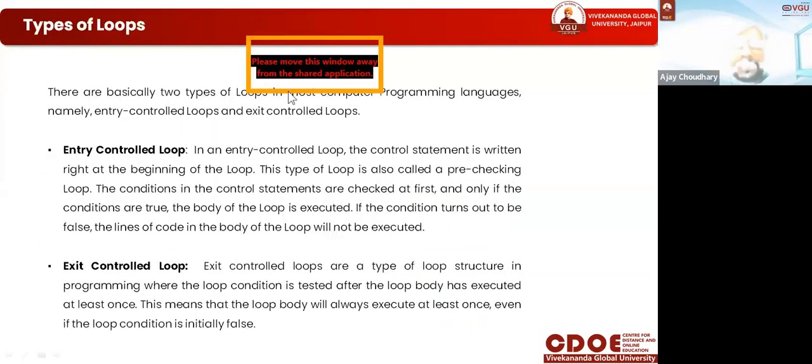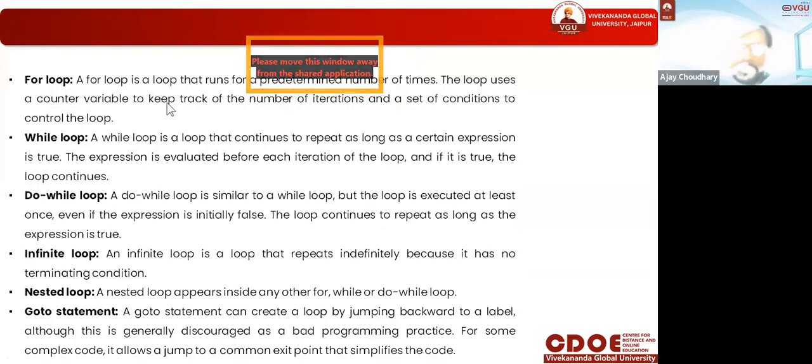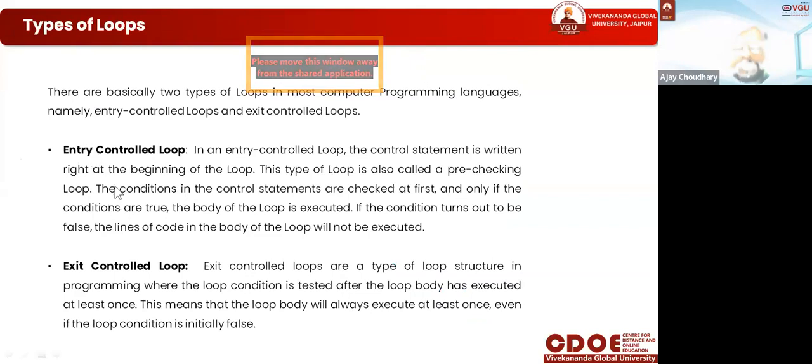So basically there are two types of loops: exit control loops and entry control loops. In entry control loops, the control statement is written right at the beginning of the loop. This type of loop is also called pre-checking. Pre-checking means we check before the code executes. If we check after writing the code, that is called an exit control loop.